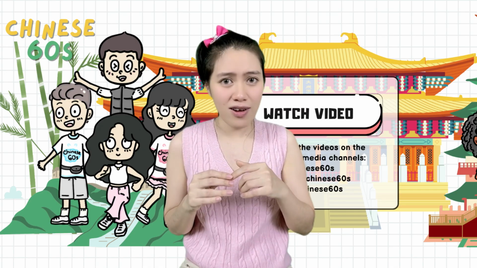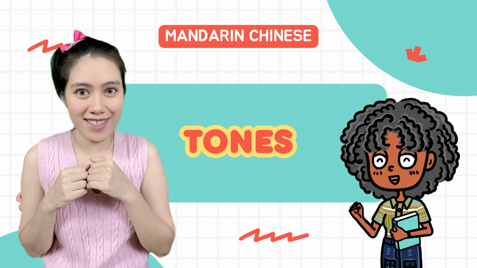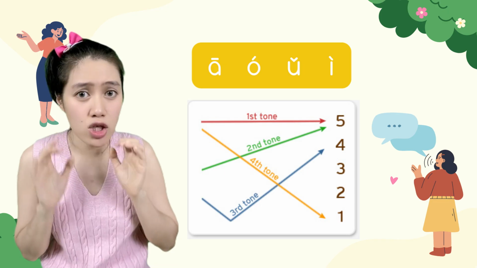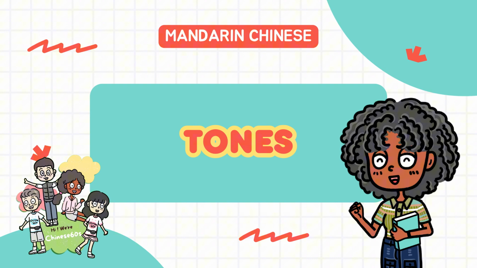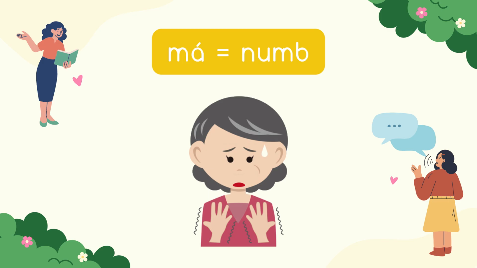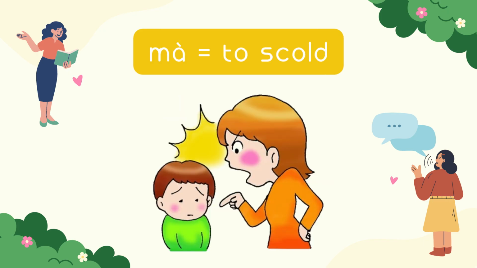Alright, so we have now gone through both the initials and the finals. That was a lot of work. Now let's bring everything to life with tones. Tones might look like simple marks above the vowels, but they are extremely important because they completely change the meaning of a word. For example, ma means mother, ma means numb, ma means horse, and ma means to scold.